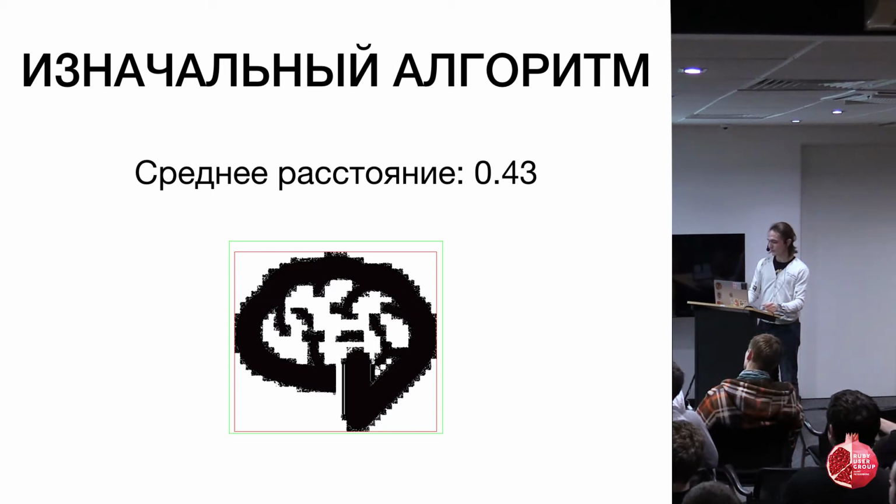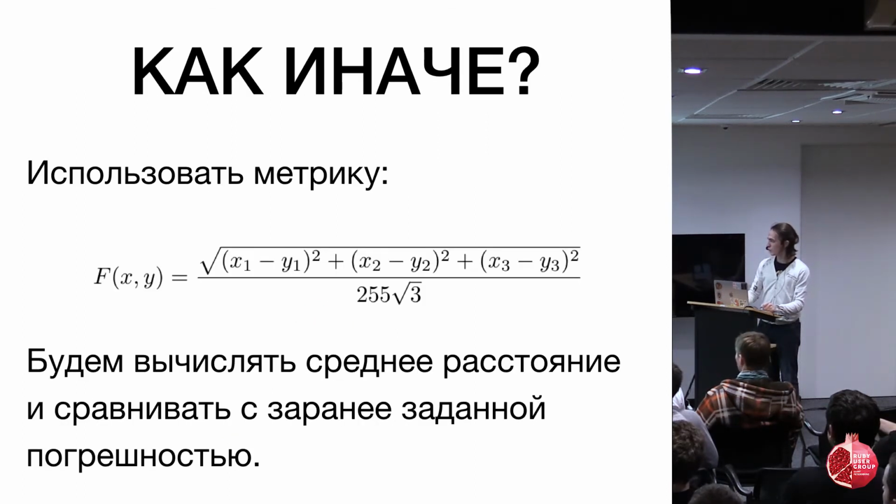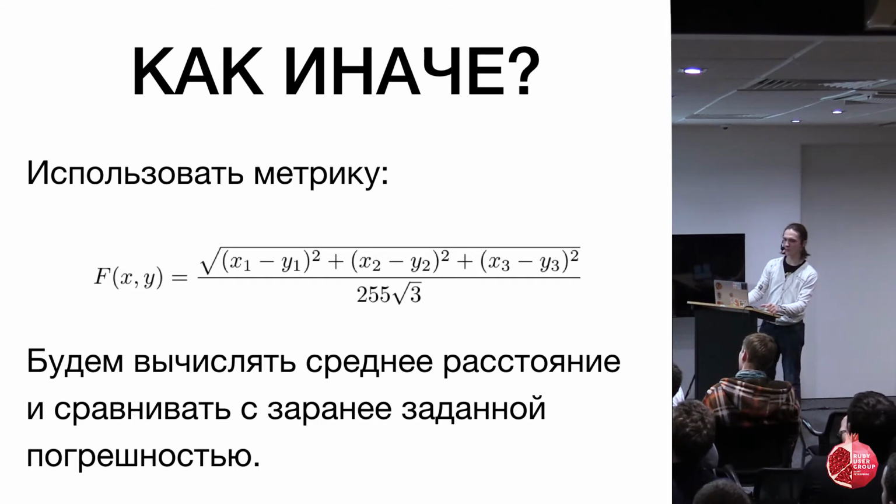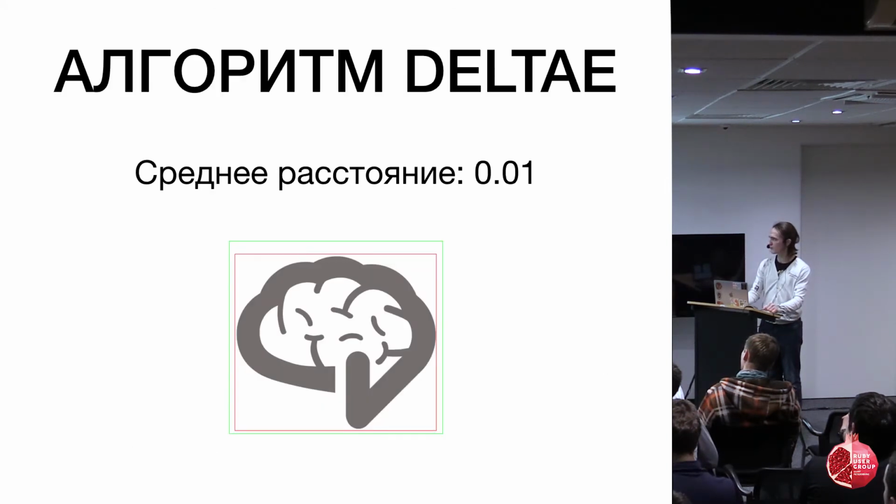Is there any other way? Well, we can apply the following metric for the pixels. It's the distance in the 3D space. It is divided by the possible maximum distance to obtain a distance from 0 to 1. And we're going to calculate the average distance in the same manner, and we'll consider pixels equal if they are equal channel-wise. In that case, the average distance will be 0.01. And it's more like what we would want to get.